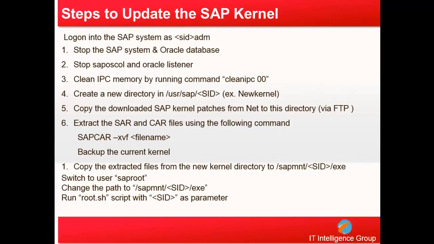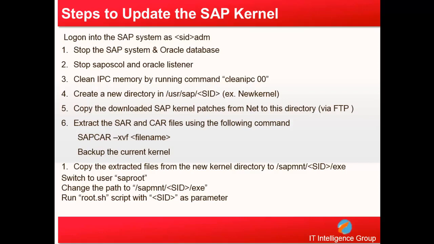Next I'm showing you the steps. This is basically for a Unix system, but a Windows system is exactly the same, only the folder name changes. First, log in as the cdadm user, stop SAP, stop Oracle, stop the OS collectors, stop the Oracle listener, and clean IPC with the system number. For example, if you have system number 01, it will be cleanipc 01, depending on the system number. This is just to make sure that the IPC shared memory, messages and semaphores are clean, so there is nothing in the queue.